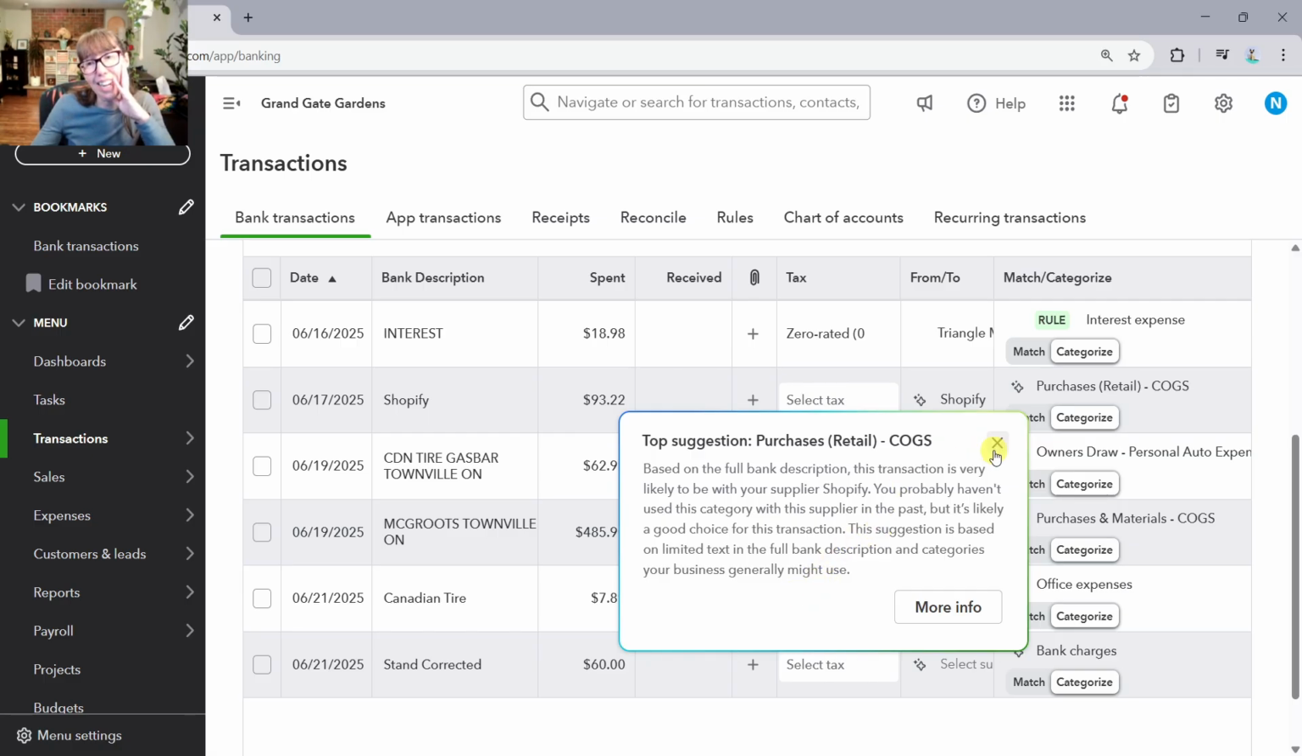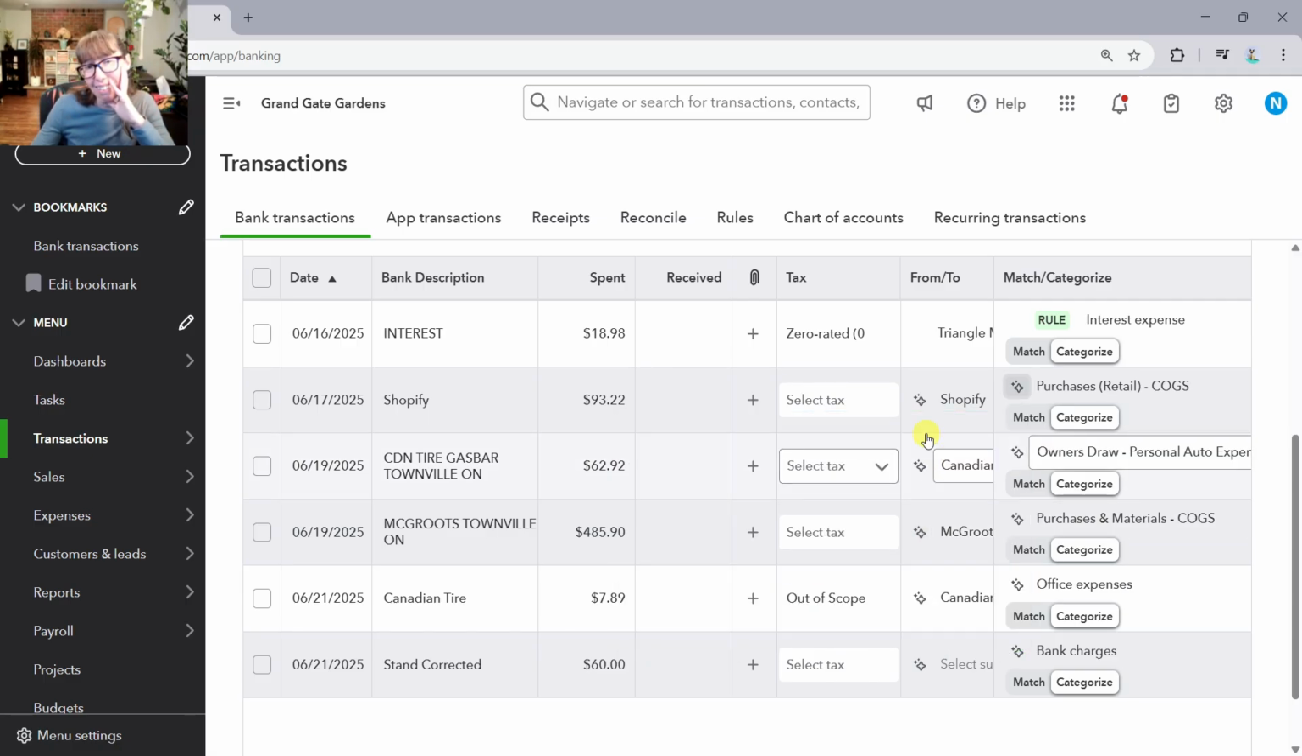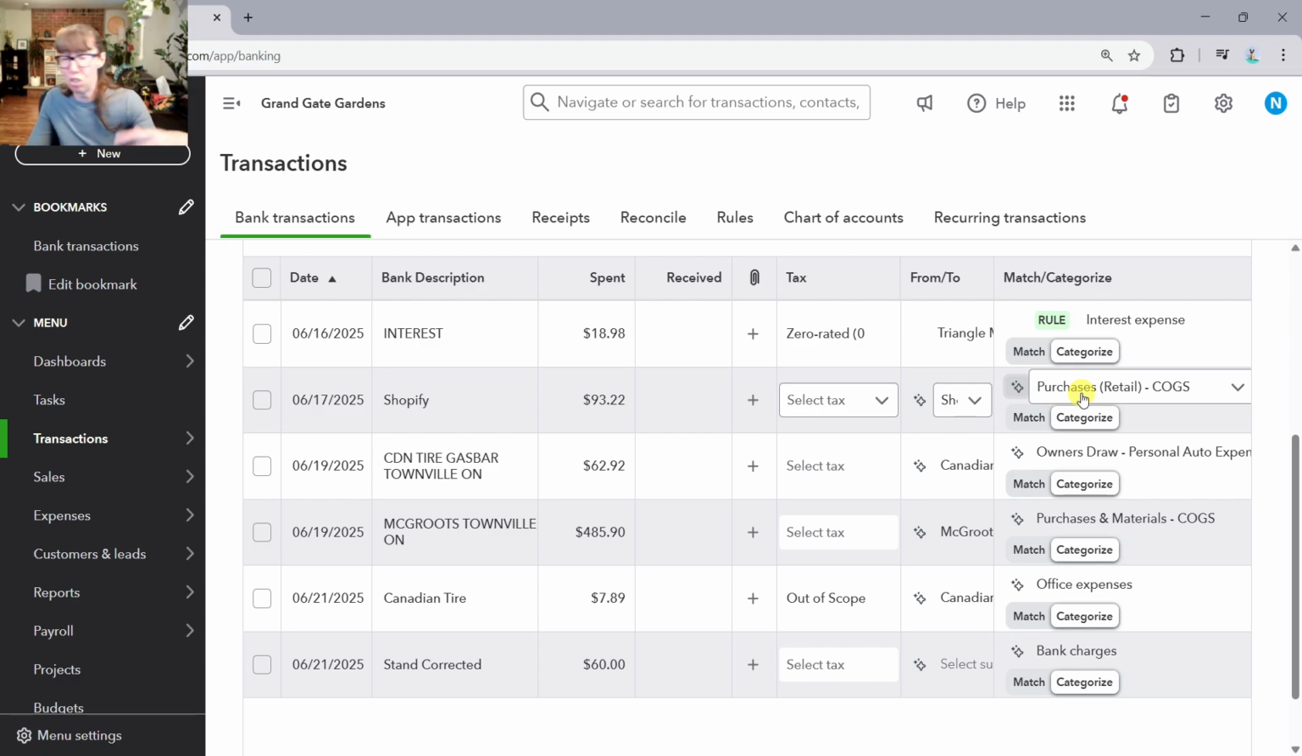I don't know. I don't like that. Why? I feel like if it doesn't know, it should say, I don't know, you haven't done this before. And honestly, if people have charges from Shopify, usually they'll put it to subscription expense or office supplies, you know, in other companies. I don't understand why it wants you to put this to COGS. Anywho, we'll set up our rule anyway.